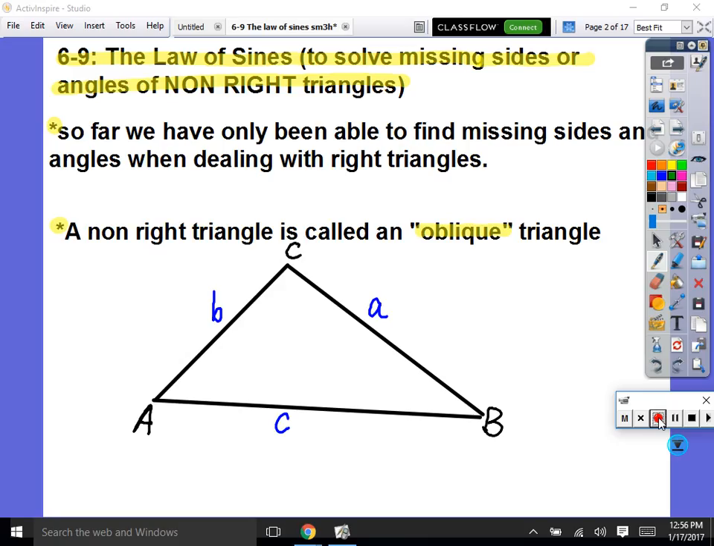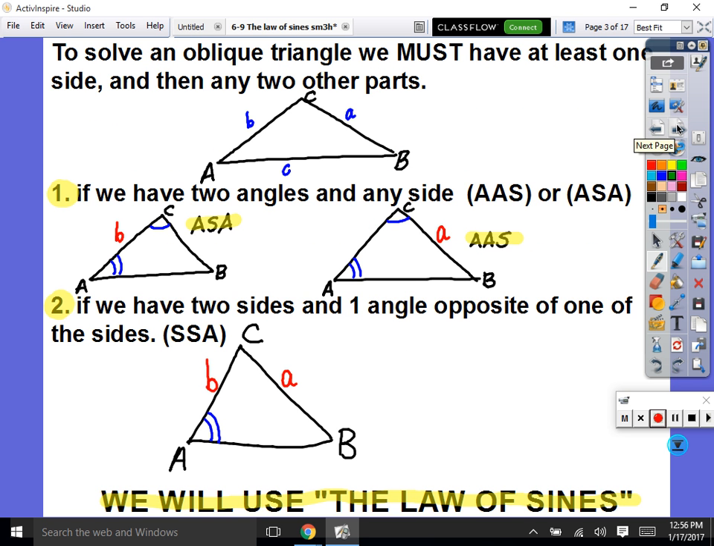So just a quick word for you. A non-right triangle is called an oblique triangle. So if there's not a 90-degree angle, then it's called an oblique triangle. A couple things to note for notation: angles will be in capital letters, angle A, C, B, and the side across from angle A is side a, written with a little a. Across from angle C is side c, across from angle B is side b, written with a little letter. To solve an oblique triangle, we must have at least one side and then any two other parts. So at least one side and any two other parts will work, and then we can solve it.